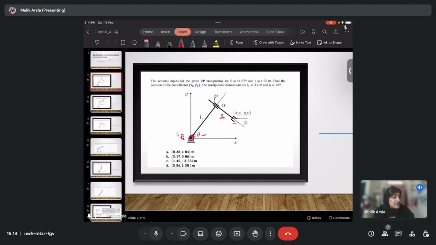So basically it is a forward kinematics problem. It's very straightforward. You have to calculate the xe and ye of this manipulator, and the dimension L1 is equal to 2.4 meter, and this alpha here is given as 70 degrees, right? So do you want to give it a try? Anybody want to say how we should approach this problem?